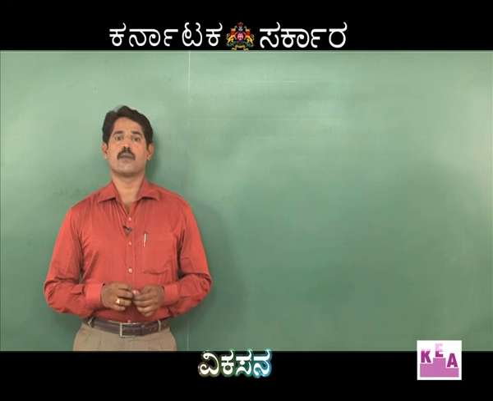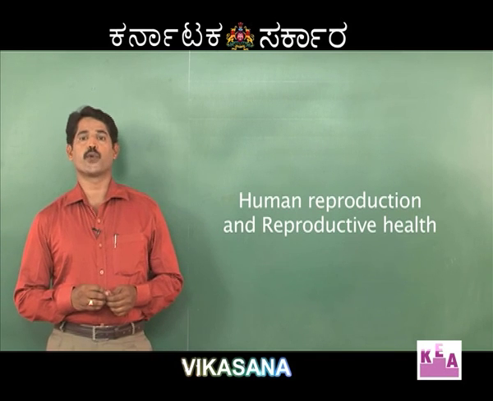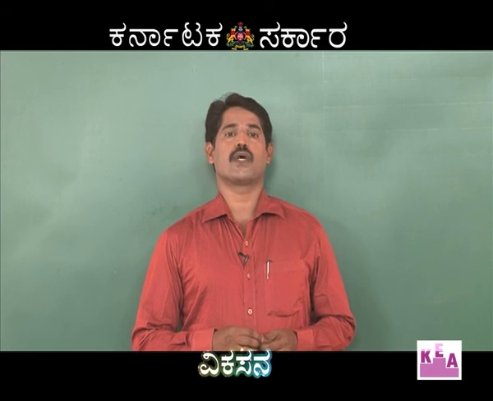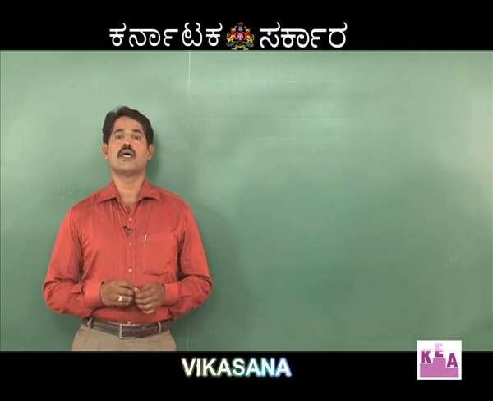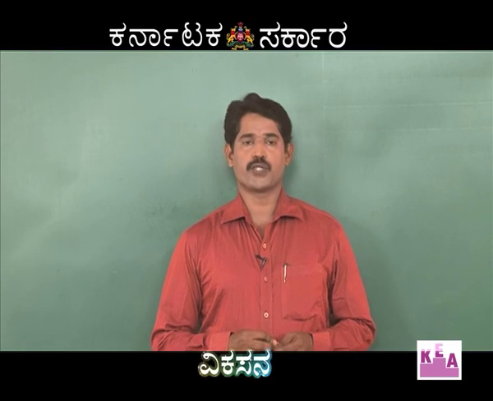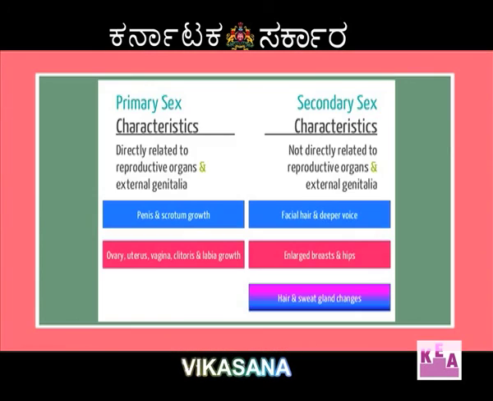So today we are going to discuss two topics of Unit 3, that is human reproduction and reproductive health. First we will discuss human reproduction. In this topic we are going to concentrate on the reproductive organs of the human male and female. Dear students, you know that in human males, the reproductive system is broadly classified into two types of organs: primary sex organs and secondary sex organs, also called accessory sex organs.